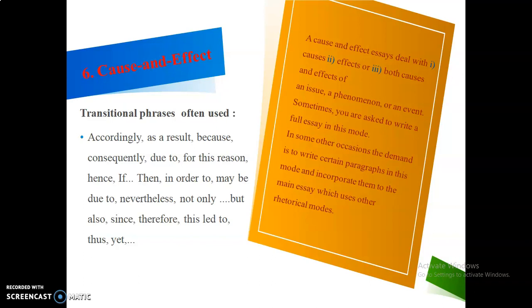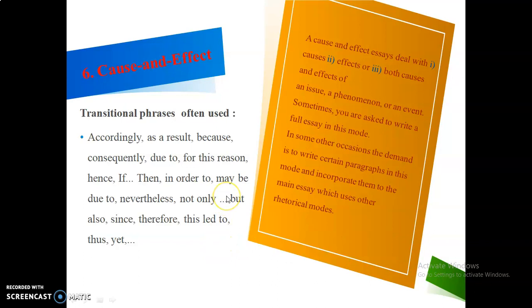A cause and effect essay deals with causes, effects, or both causes and effects of an issue, a phenomenon, or an event. Sometimes you are asked to write a full essay in this mode, as we already discussed in the descriptive essay and comparison and contrast essay. We may have a full length cause and effect essay, or in another format of essay, one or two cause and effect paragraphs occur. On some other occasions, the demand is to write certain paragraphs in this mode and incorporate them into the main essay, which uses other rhetorical modes.